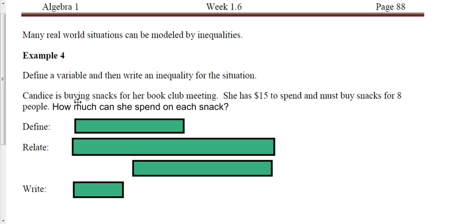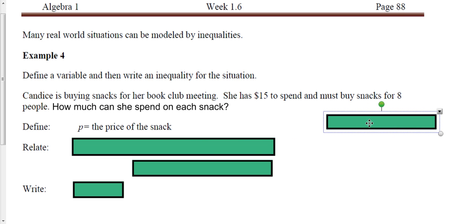All right, so it says Candace is buying snacks for her book club meeting. She has $15 to spend and must buy snacks for 8 people. How much can she spend on each snack? There's our question. So we're going to define the variable. Let P equal the price for each snack. For one snack. Okay. Now we relate here.